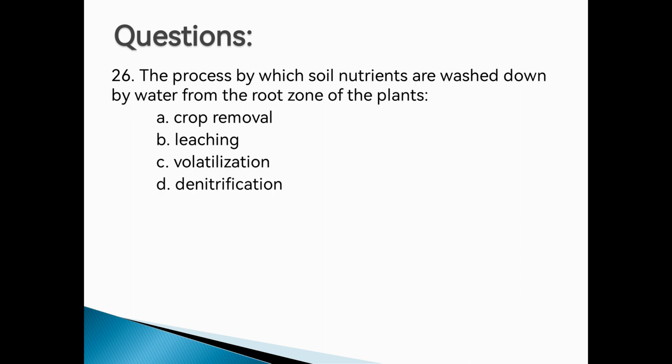Plasticity. Number 26. The process by which soil nutrients are washed down by water from the root zone of the plants: A. Crop removal. B. Leaching. C. Volatilization. D. Denitrification. The correct answer is B.